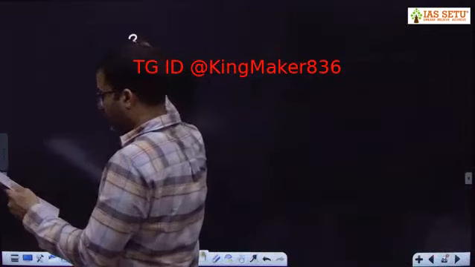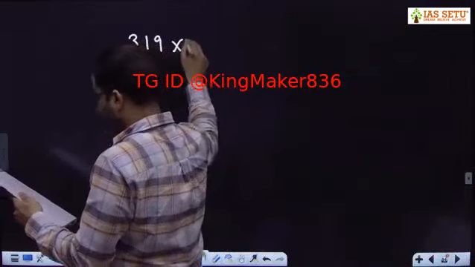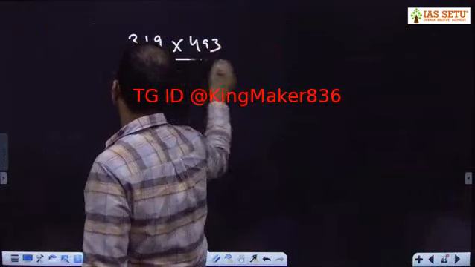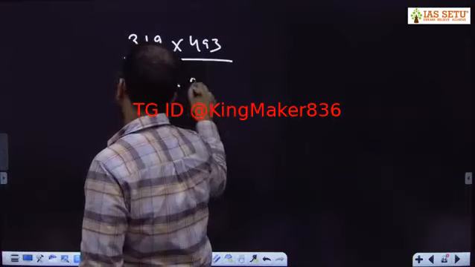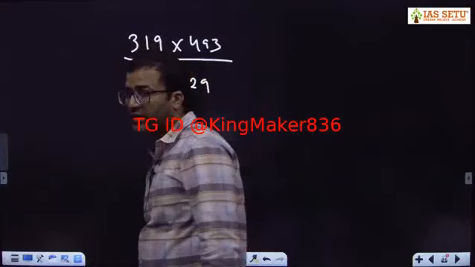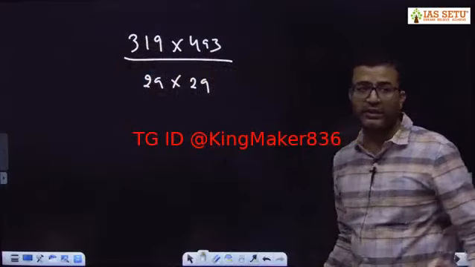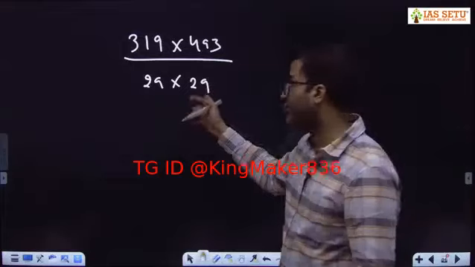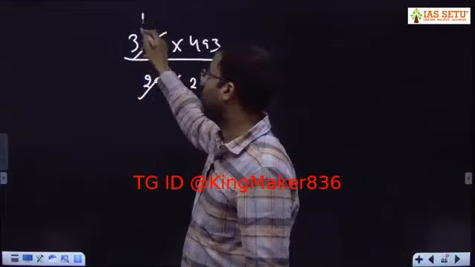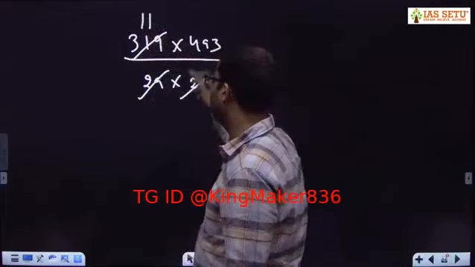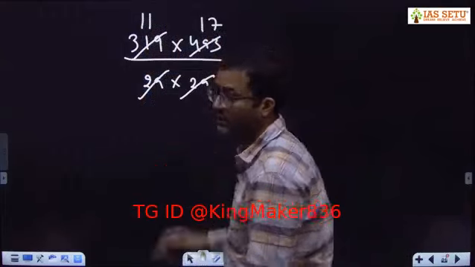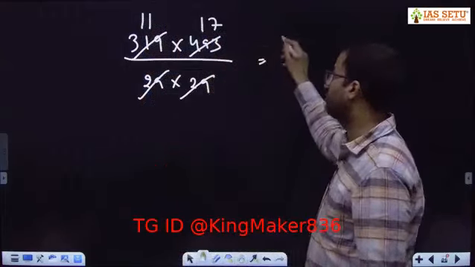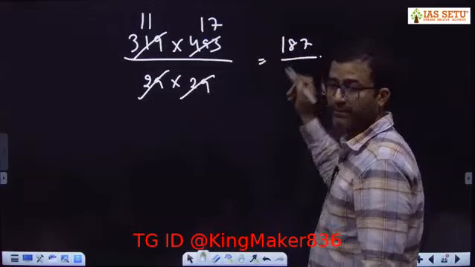Now here it is 319 into 493 upon 29 into 29, because area of rectangular floor is 319 centimeter into 493, area of square tile is 29 into 29. If you simplify, I tell you it will come 11, it will come 17, and 11 into 17 is 187.